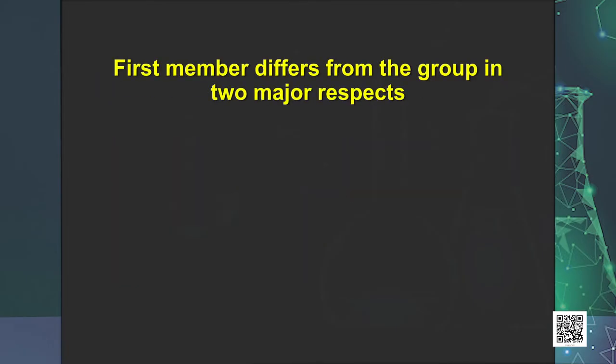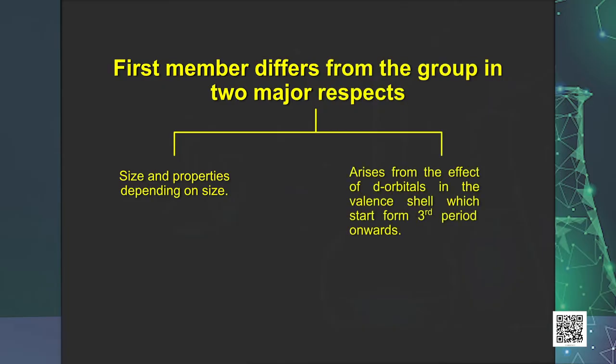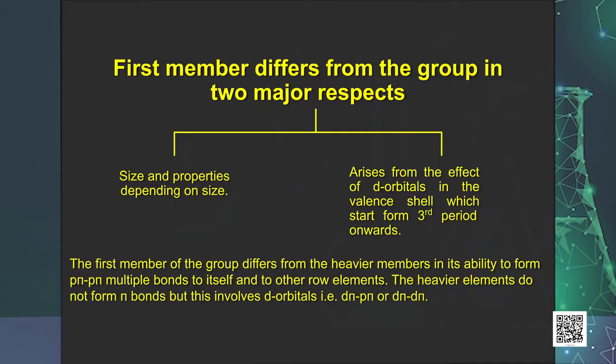The first member of the p block differs from the remaining members of their corresponding group in 2 major respects. First is the size and all other properties which depend on size. The second important difference, which applies only to the p block elements, arises from the effect of d orbitals in the valence shell of heavier elements, which start from the 3rd period onwards, and their lack in 2nd period elements. For example, while boron forms only tetrafluoroborate, aluminium gives hexafluoroaluminate ion.